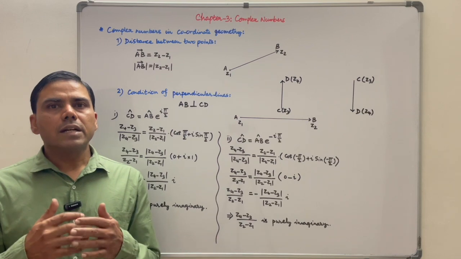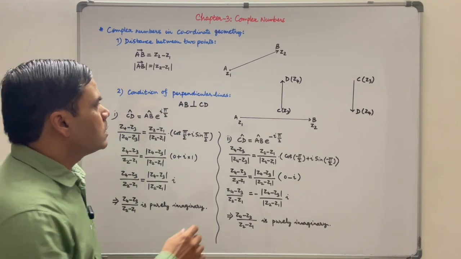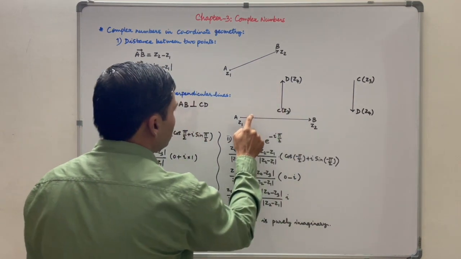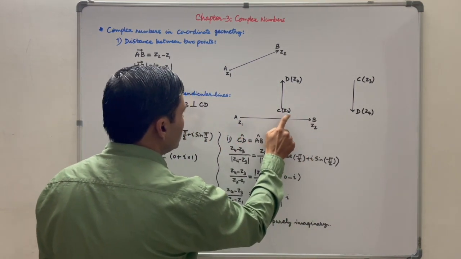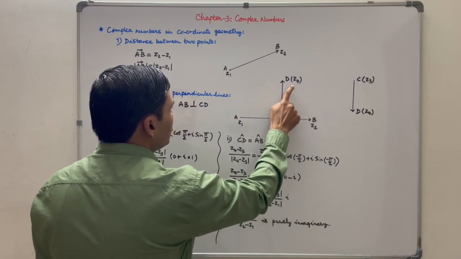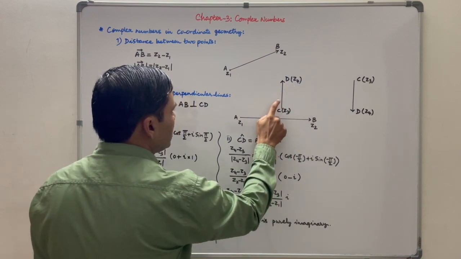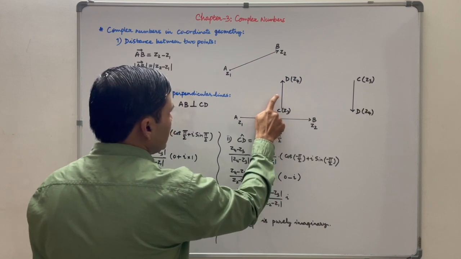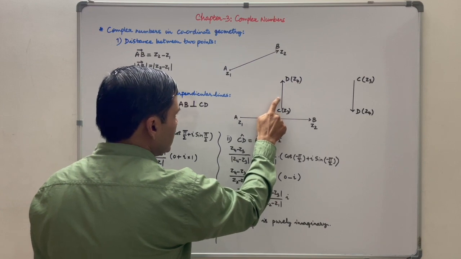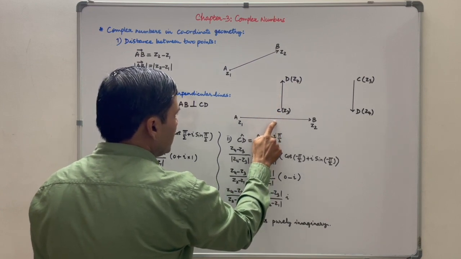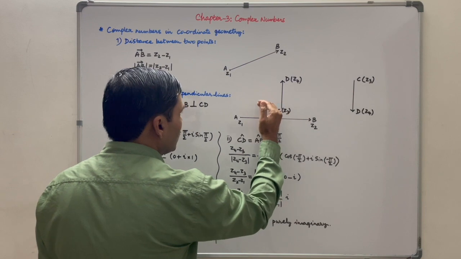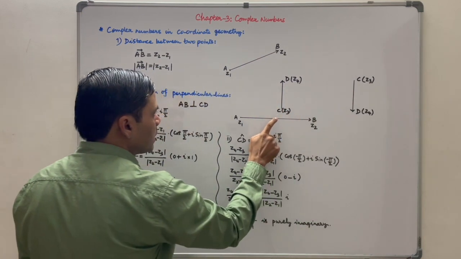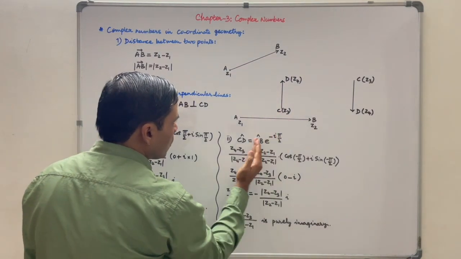Now let us understand condition of perpendicular lines. Suppose there are 4 points A, B, C and D. They are represented by complex numbers z1, z2, z3 and z4. We have to find the condition that AB is perpendicular to CD. Again, we will consider two cases. In case 1, we will get unit vector CD by rotating unit vector AB by 90 degrees anti-clockwise. And in case 2, we will get unit vector CD by rotating unit vector AB by 90 degrees clockwise.